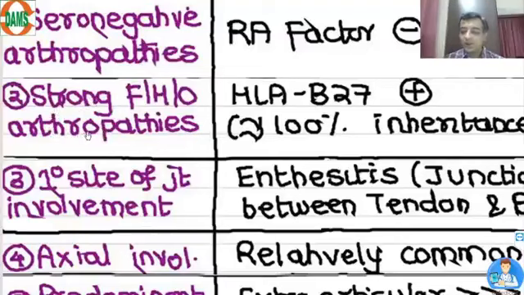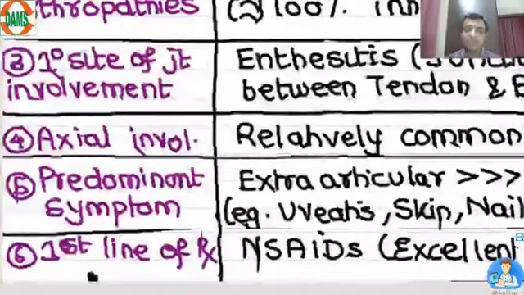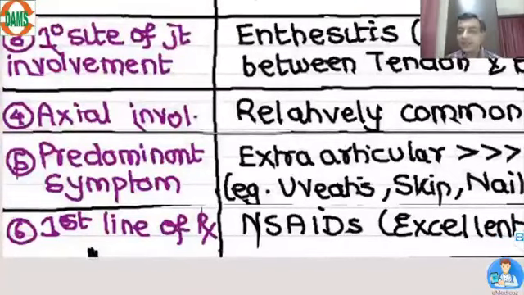SPA have got strong family history of arthropathy because it is associated with HLA-B27 which has got 100% inheritance. It is the primary site of joint involvement, the enthesitis. There is no B4, it is B27, approximately 100%.